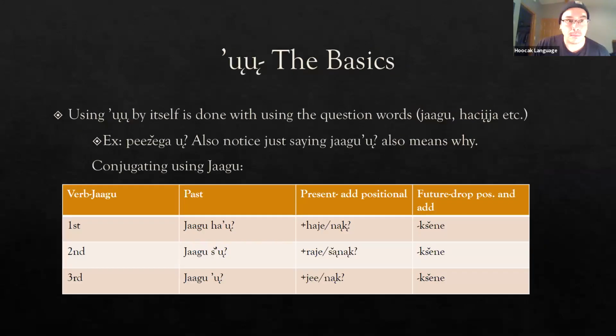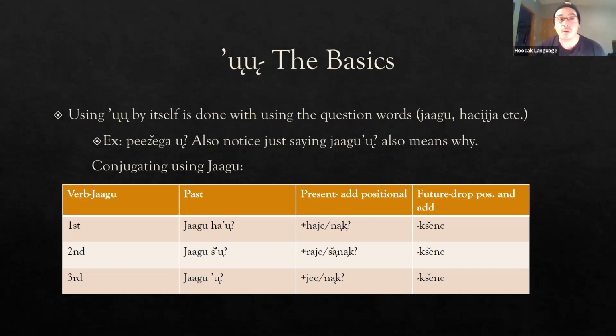The basics: using it by itself, or with question words like jagu, hatinja, etc. An example of this is pejega, which would mean who did it. Also notice, just saying jagu also means why. It can mean why as well. So with jagu, you're going to notice the third person past tense jagu can also mean why, or it can also mean what did he do. So we'll get to that in just a minute.